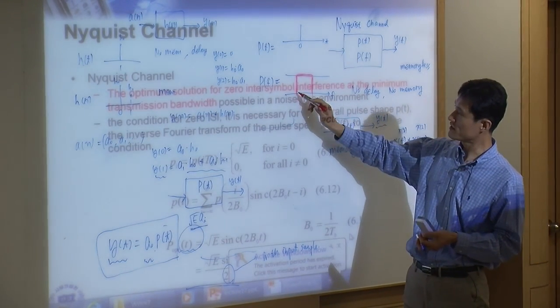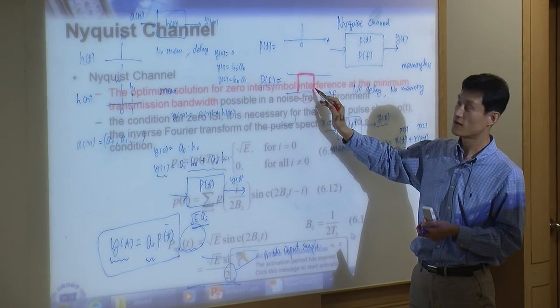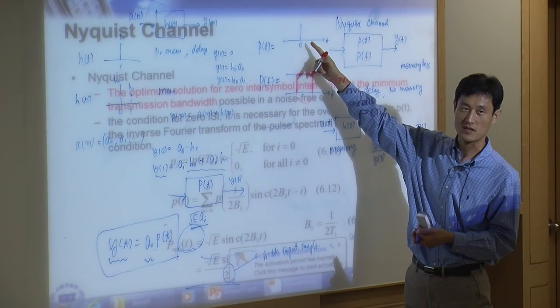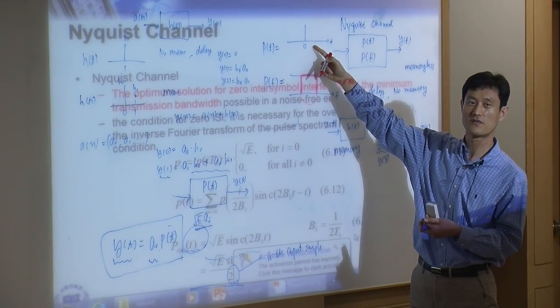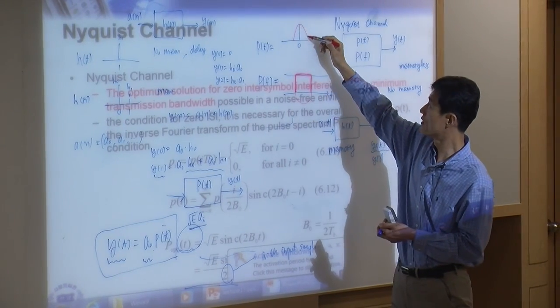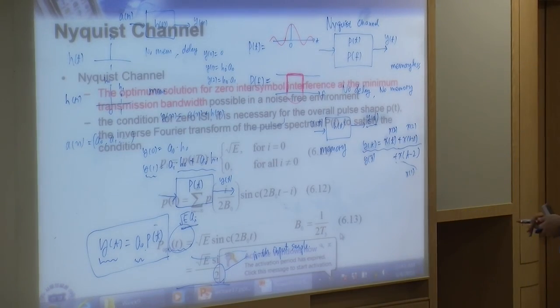But now the problem is, if you want to make this frequency response a rectangle like this, the time domain response is not going to be this. What's going to be your time domain response? It's going to be a sinc function, like this. So that's where you have a problem.